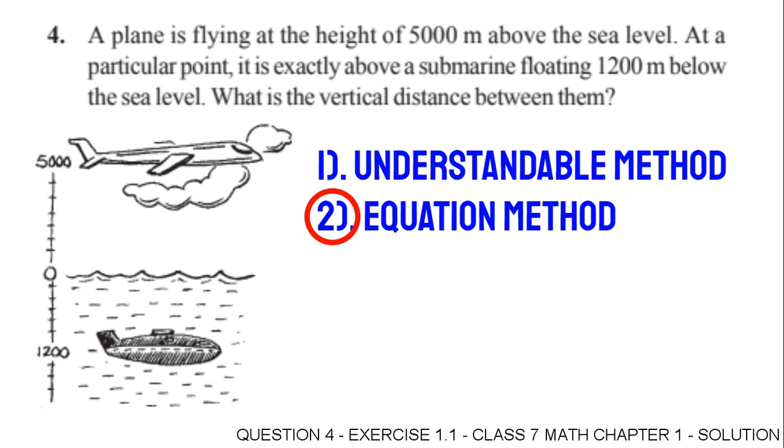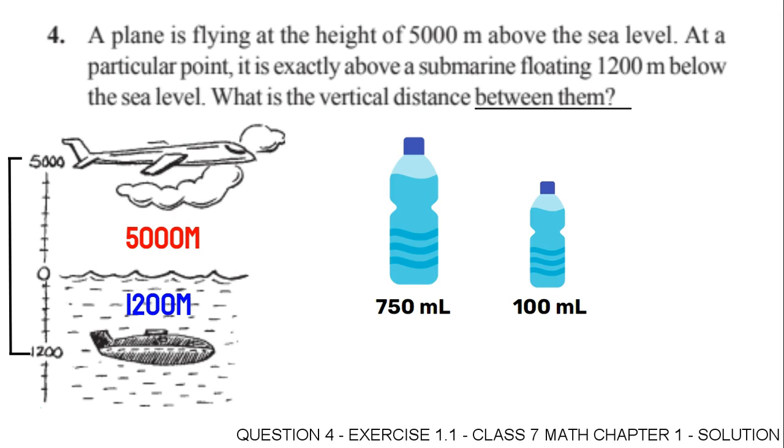So next, let's try to solve this problem using the equation method. We just learned that the distance of 5,000 is 5,000, and the distance from 0 to 1,200 is 1,200 meters. So to actually solve it using an equation, let's first try to understand it with a little example.